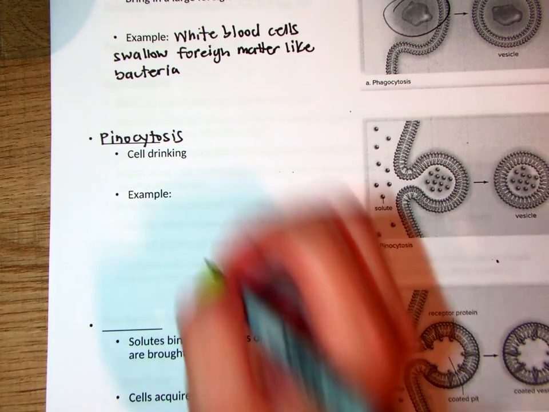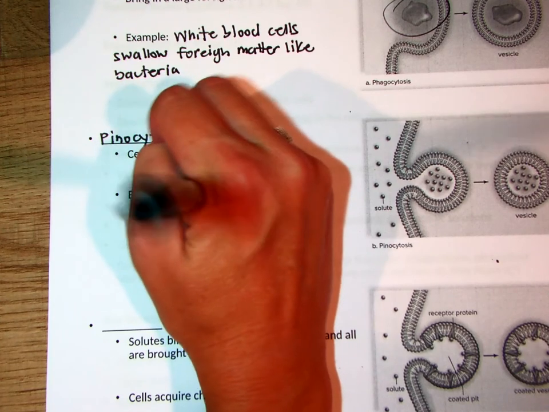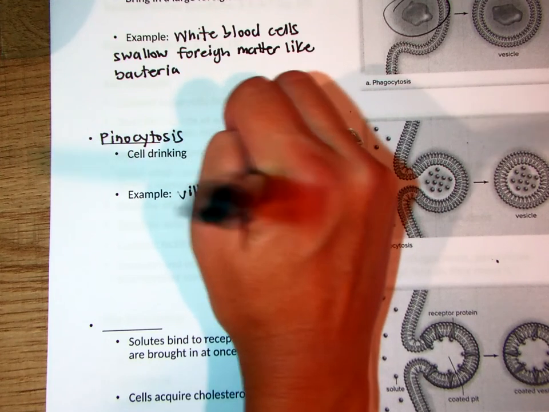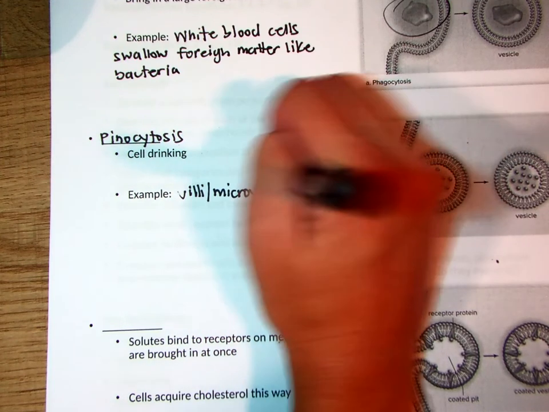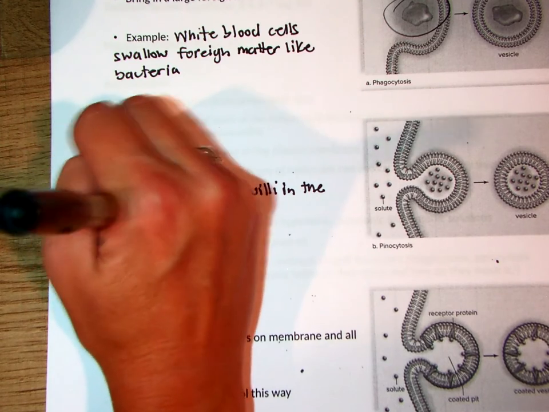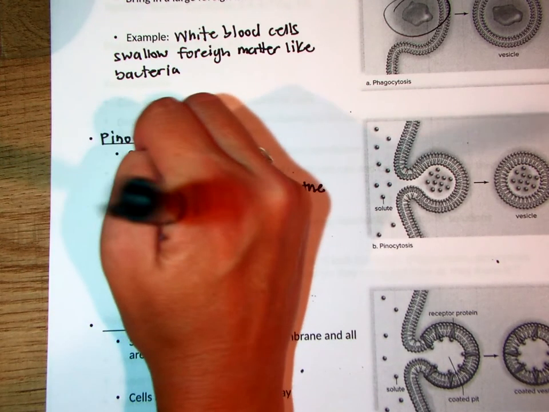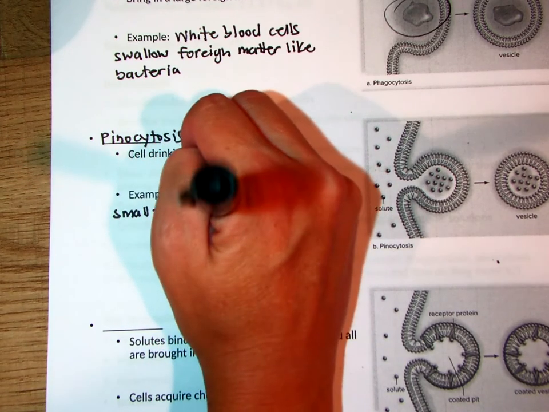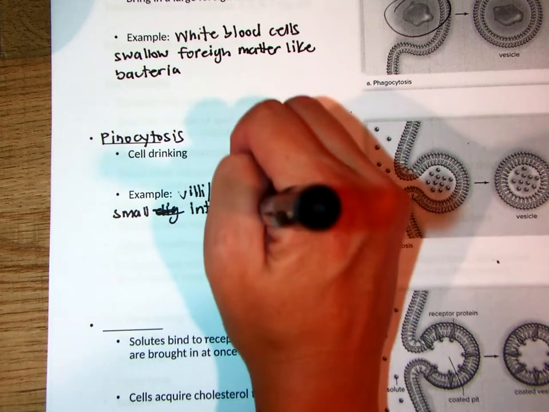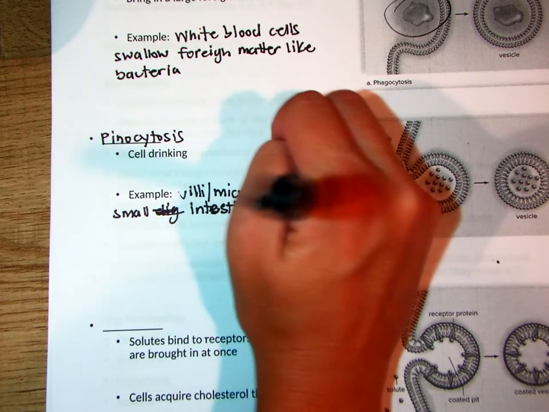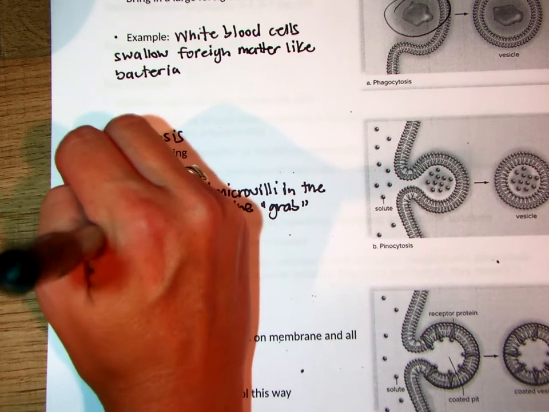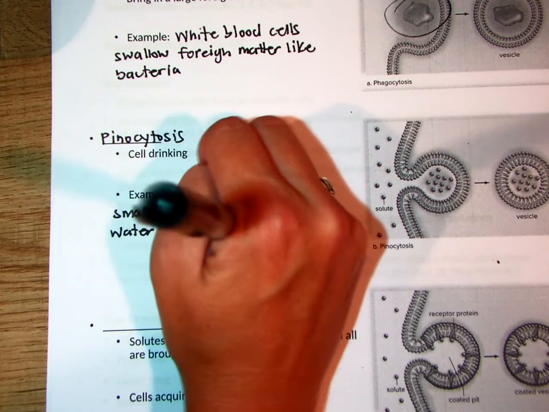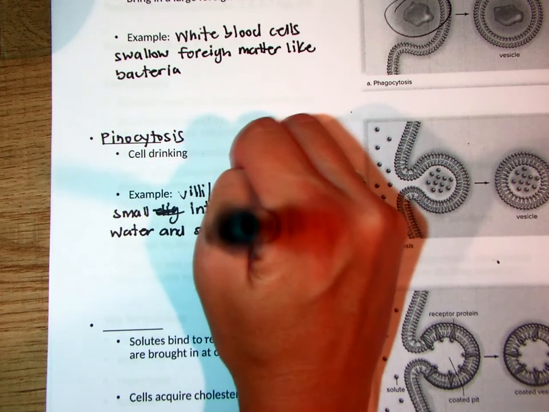So example: villi and microvilli in the small intestine during digestion. Grab water and solutes and bring them in.